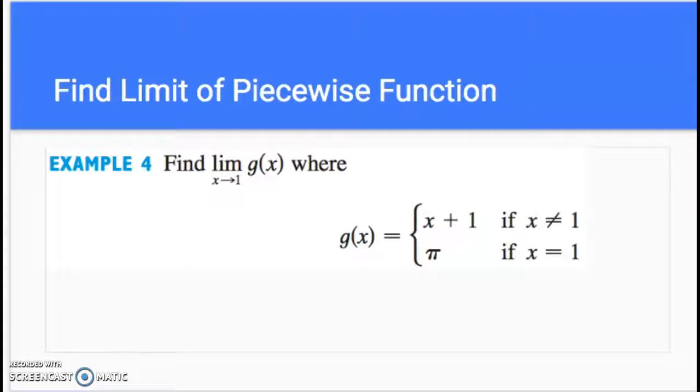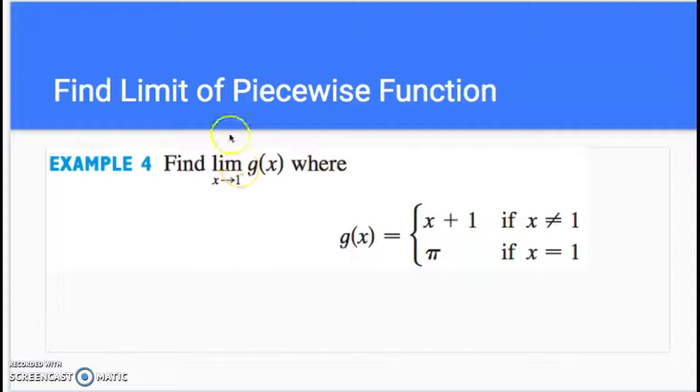So absolute value is a piecewise function. Let's look at this other piecewise function in example 4. They want us to find the limit as x approaches 1. When you have a piecewise function that is not inequalities, like greater than and less than, but instead there's an equal to and a not equal to, if you're evaluating the function, just the function, no limit, you want to know what happens when x equals 1.